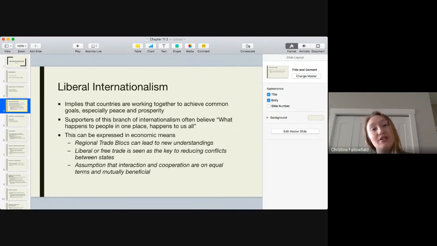With liberal internationalism comes the assumption that interaction and cooperation are on equal terms and are mutually beneficial. In science, we talk about symbiotic relationships where you're gaining as much as you're giving, you're taking in as much as you are giving out. And that is what liberal internationalism stands for. We're making sure that people are engaging in a positive relationship where each benefits, ideally equally, from the interaction, whether that's economic or political. That's what we're hoping for.